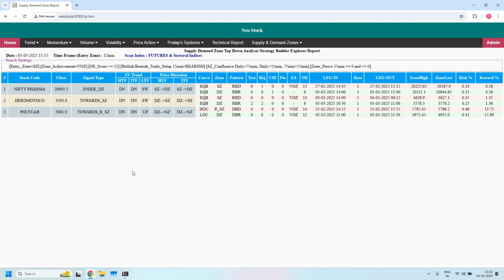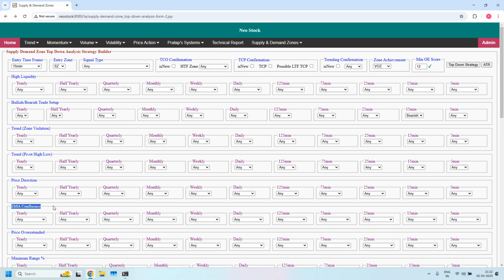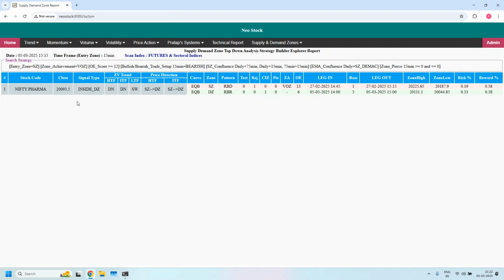Let's check out of 3 any daily supply zone with daily EMA confluence. Daily supply zone with daily EMA confluence. We got 1 stock, but it is an indices. Okay. So this is about a bearish trade setup for a daily income trade. Next, quickly hourly income trade.